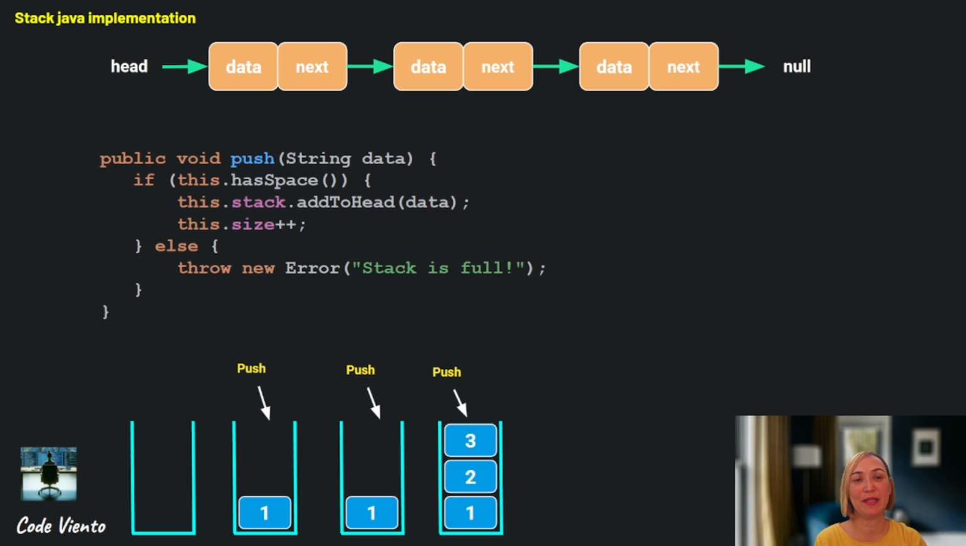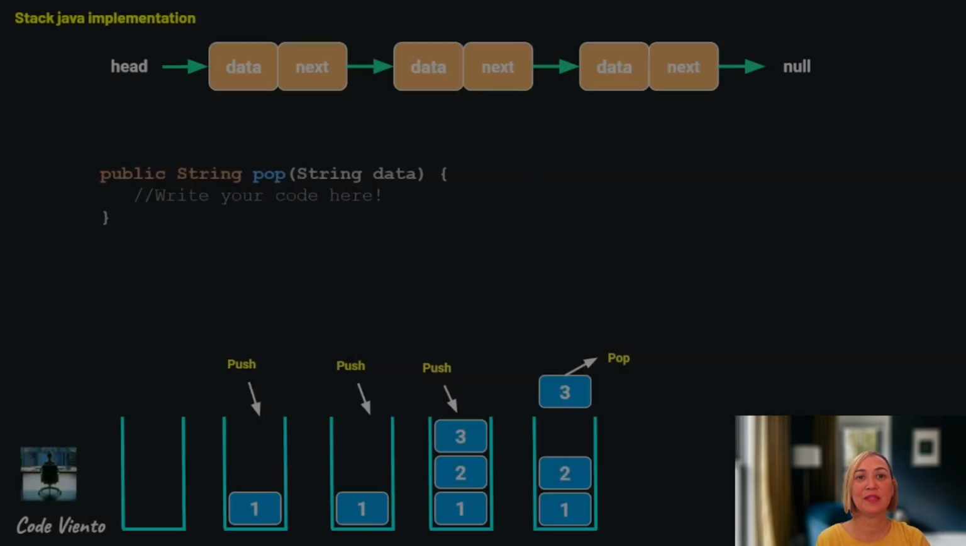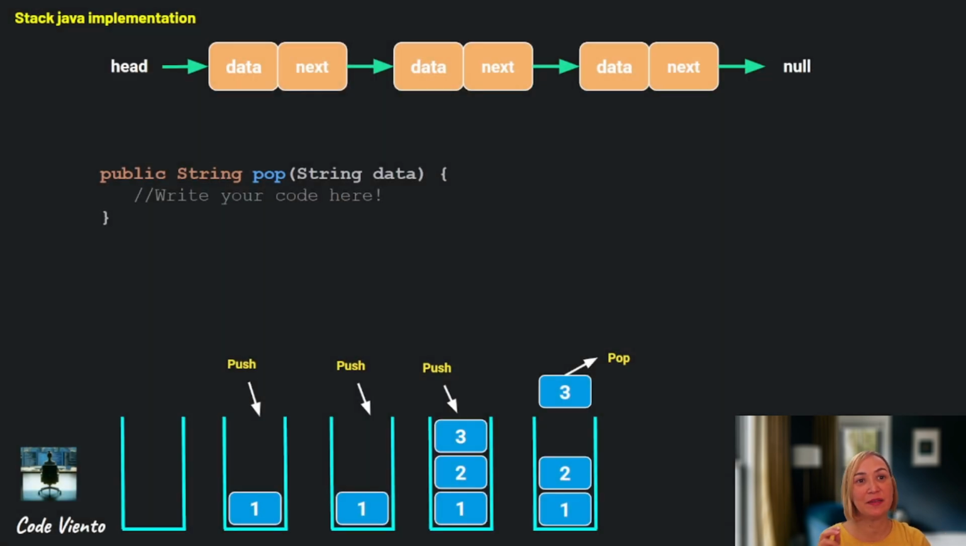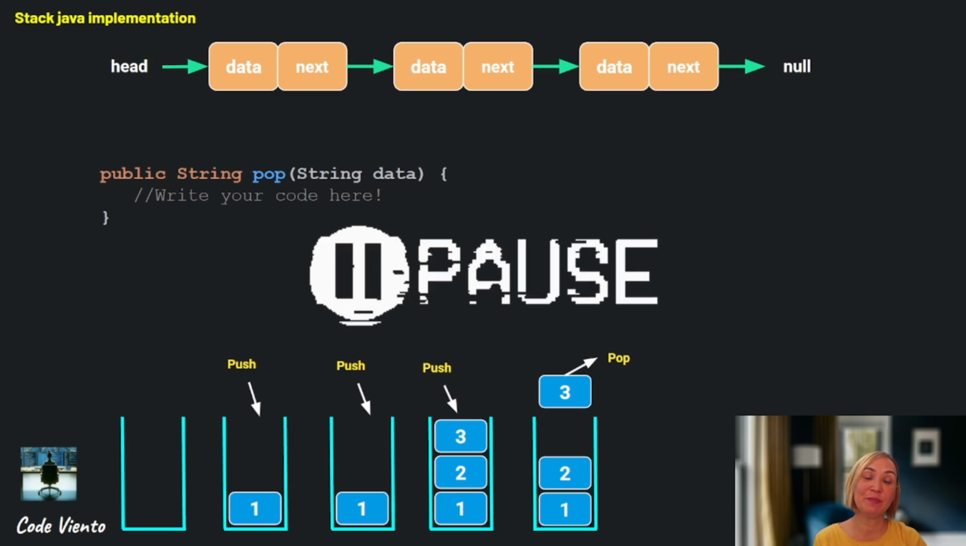Here is the push implementation. The pop method removes and returns the top element. Check if the stack is empty. If not, remove the head of the linked list. Decrement the size and return the data. If the stack is empty, throw an error. Can you try to do it by yourself?